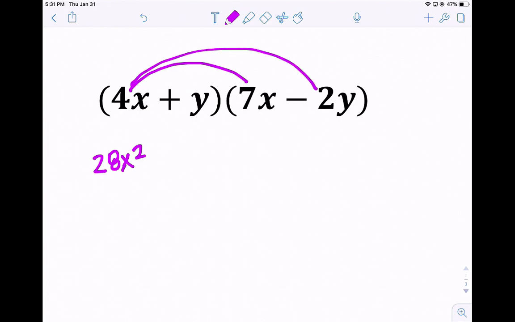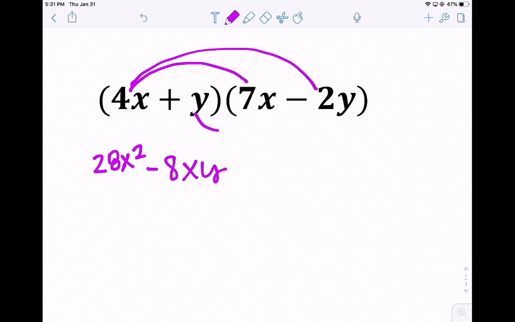4x times negative 2y, so we do 4 times negative 2 would be negative 8. And x times y is just xy. I don't have any x's over here, so I just put that one. I don't have any other y's over here, so I just put that one also. So we put both of them, xy.